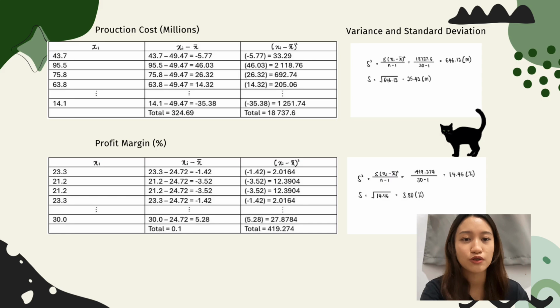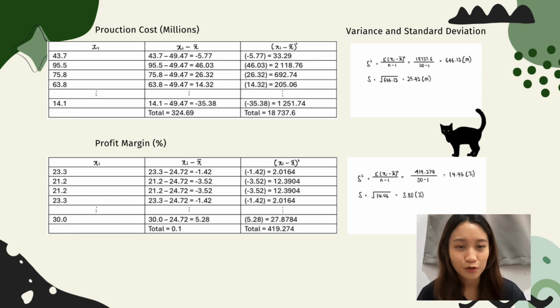So to conclude, the production costs vary a lot due to differences in how companies operate, but profit margins stay more stable, showing that companies in this industry are generally efficient and profitable.